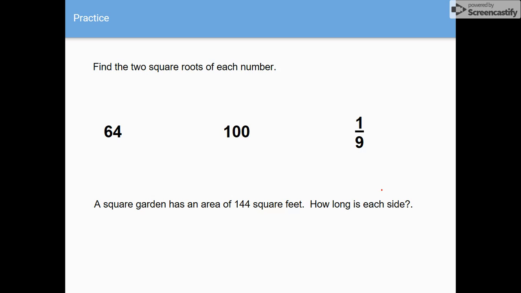All right. So find the 2 square roots of each number. Well, what times itself equals 64? It's the square root of 64. That's 8 and negative 8, because it said 2 square roots. Square root of 100 is 10 and negative 10. When you're doing fractions, don't try and take the square root of 1/9. Find the square root of 1 over the square root of 9, because the answer is going to be the same. So square root of 1 is 1. Square root of 9 is 3. That's 1/3. And its opposite is negative 1/3.